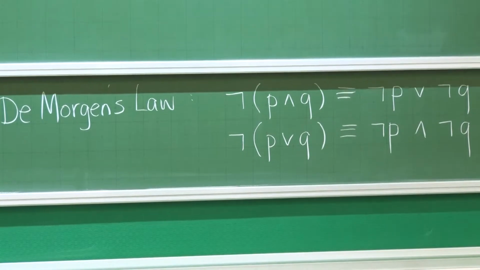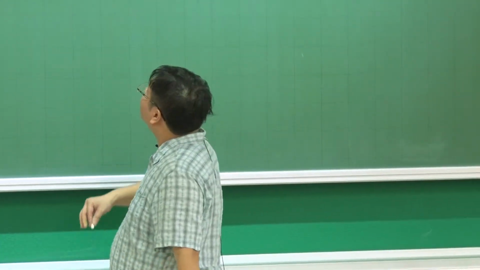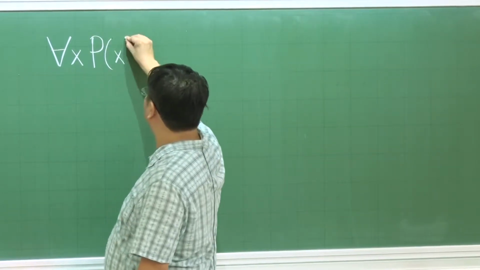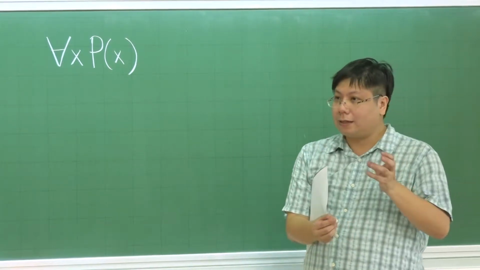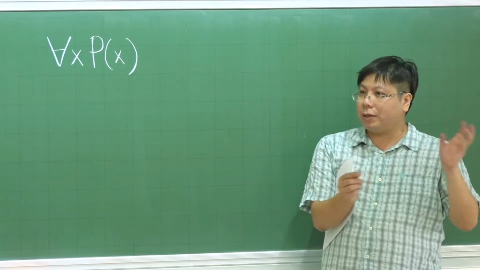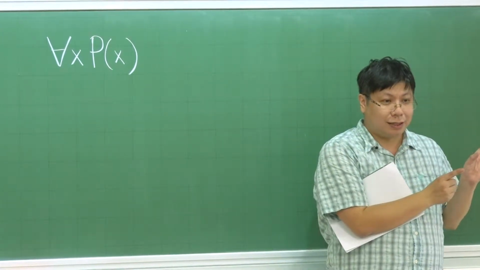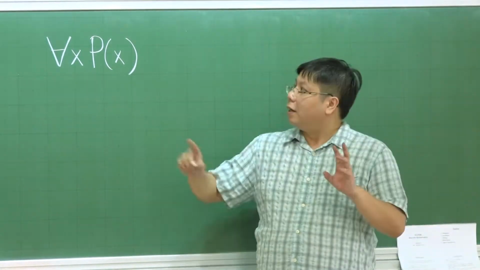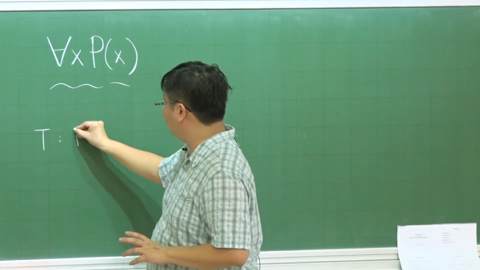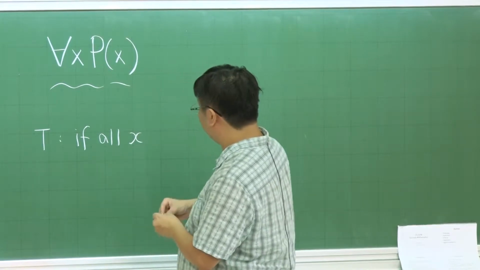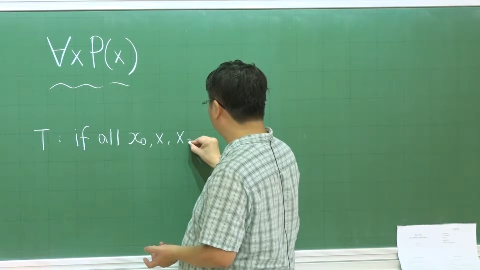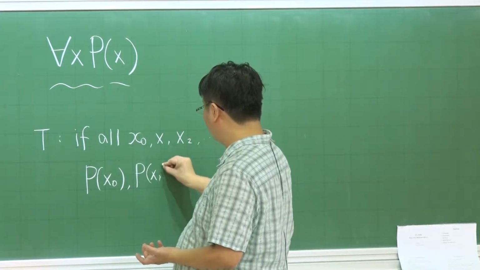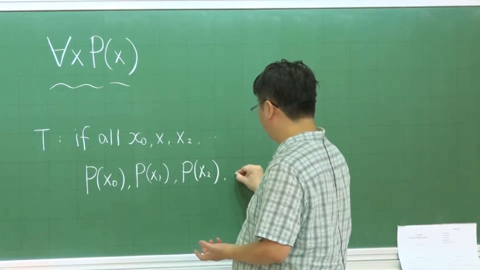But we can also talk about De Morgan's law for quantifiers. So for all x, P(x). This says that this will be true if and only if, for all the x you test, P(x) gives you true. This is true if all the x that we test, maybe x0, x1, x2, all of them are true.